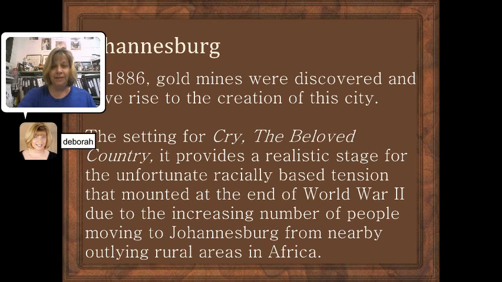The setting of the novel specifically takes place in Johannesburg, South Africa, and a number of things have happened over history to Johannesburg, but particularly in 1886, gold mines were discovered, and this obviously made it a place that a lot of people wanted to come to and get rich from the gold. And this provides a very realistic setting for the racially based tension that happened in the country and that you see reflected in the novel, where you had a number of people who were native to the outside of Johannesburg trying to move into the city. So you had this clash between the white settlers' cultures of the city and the poorer rural villages out in the countryside.